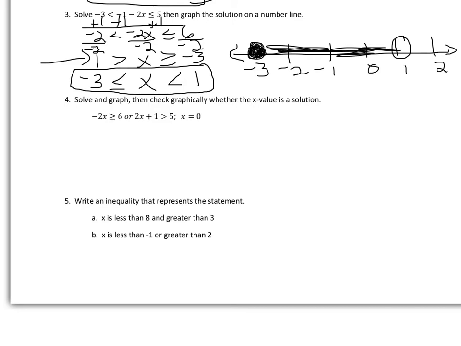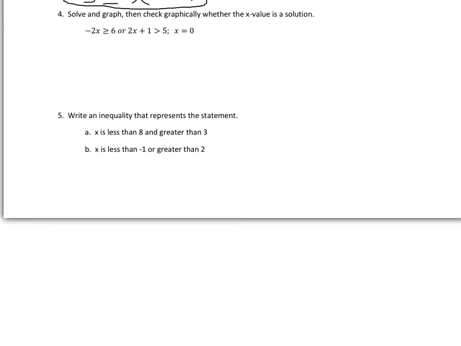Okay, let's look at the next example. It says solve and graph, then check graphically whether the x value is a solution. So you notice we have to solve an or statement here. We have -2x is greater than or equal to 6, or 2x plus 1 is greater than 5. Then we have x is equal to 0. So we want to solve this or compound inequality first. Then we're going to check to see whether 0 is actually a solution for that.